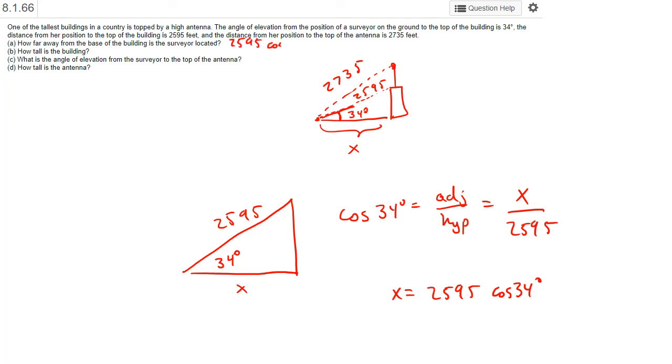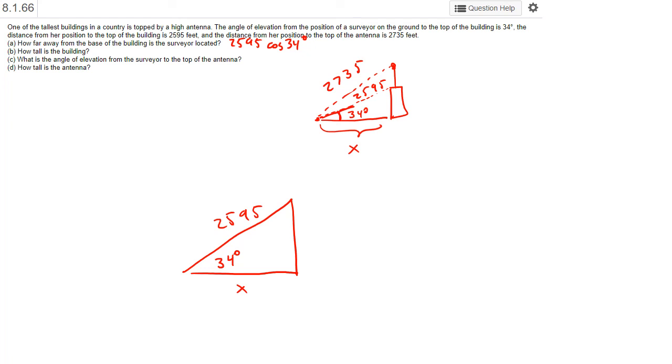2595 times the cosine of 34 degrees. How tall is the building? Well, not much changes compared to part A, except I'm not interested in the base of this triangle. If I'm interested in finding the height of the building, I am interested in this h right here.